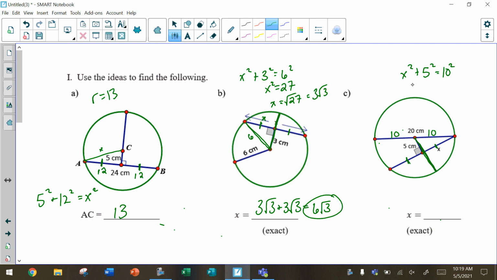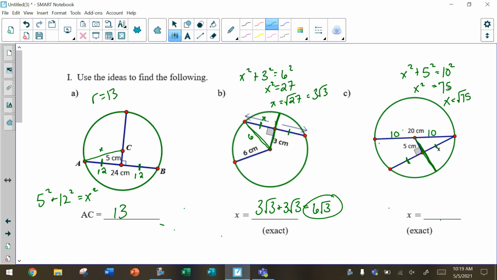All right. So x squared equals 100 minus 25, which is 75. So the square root of 75, you simplify that radical. If I'm going too fast, remember you can always rewind and rewatch this. Or you can just pause the video so you can write this stuff down.